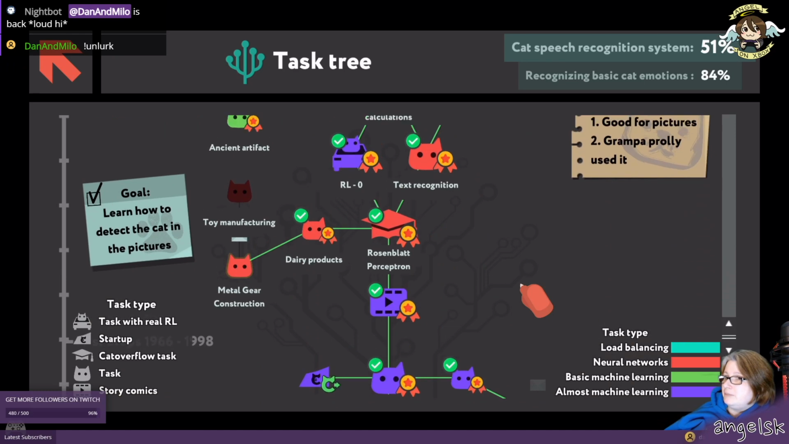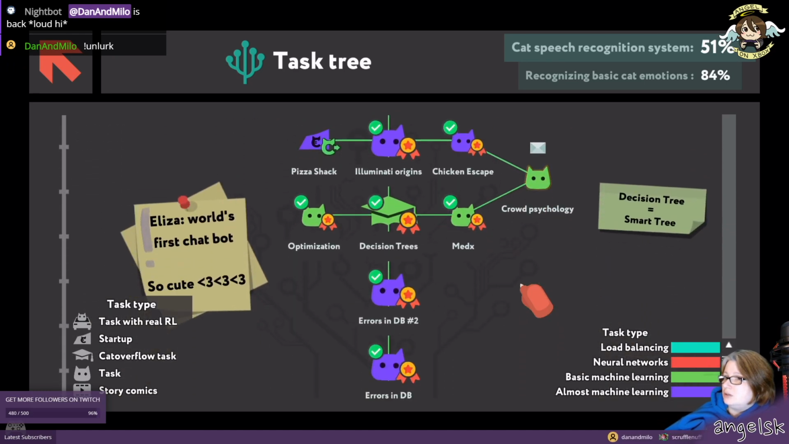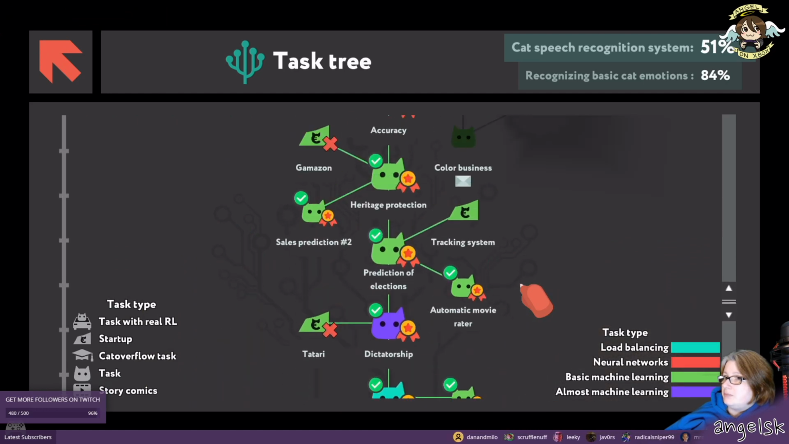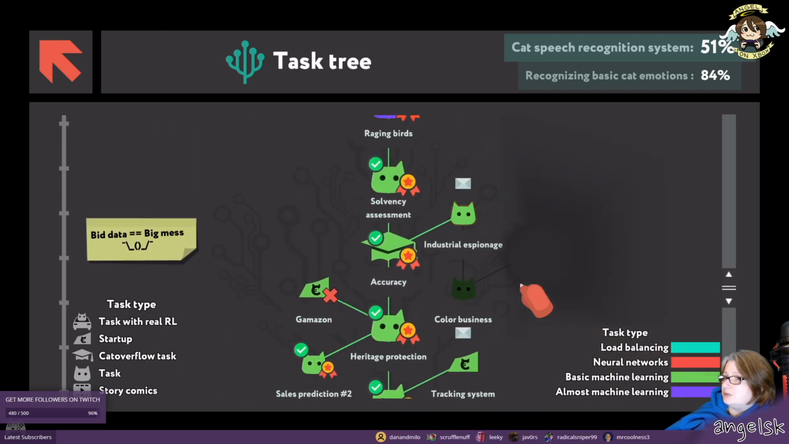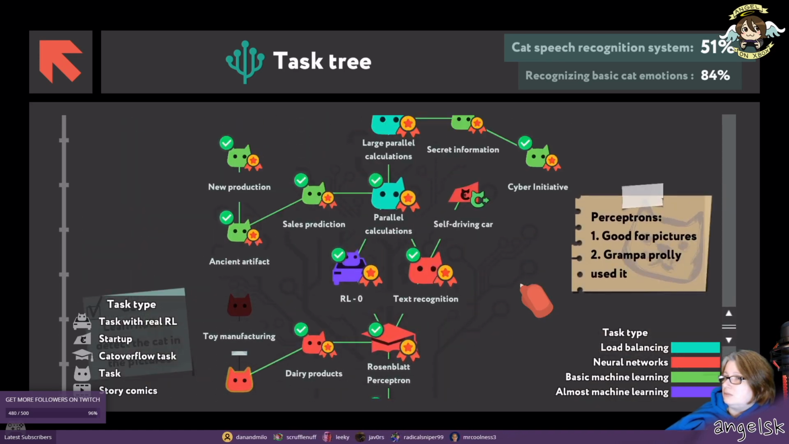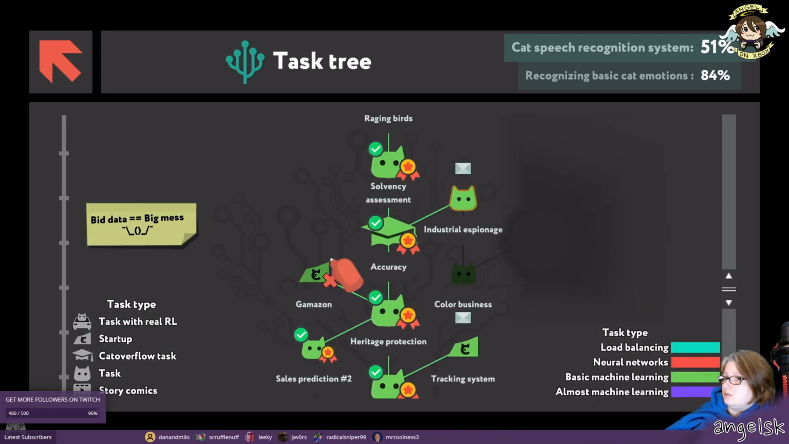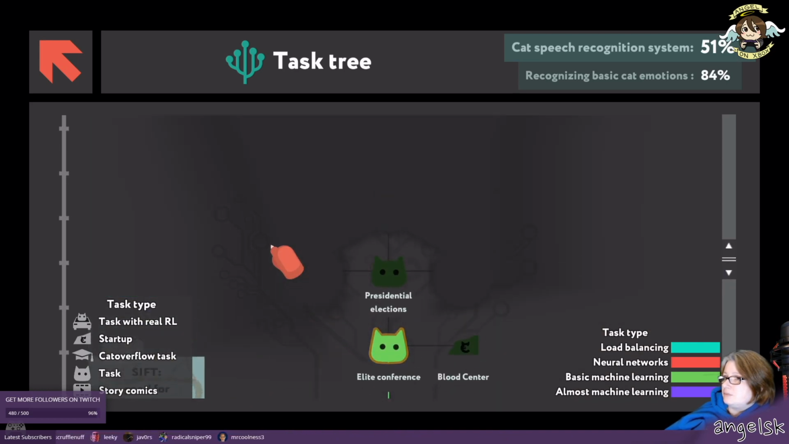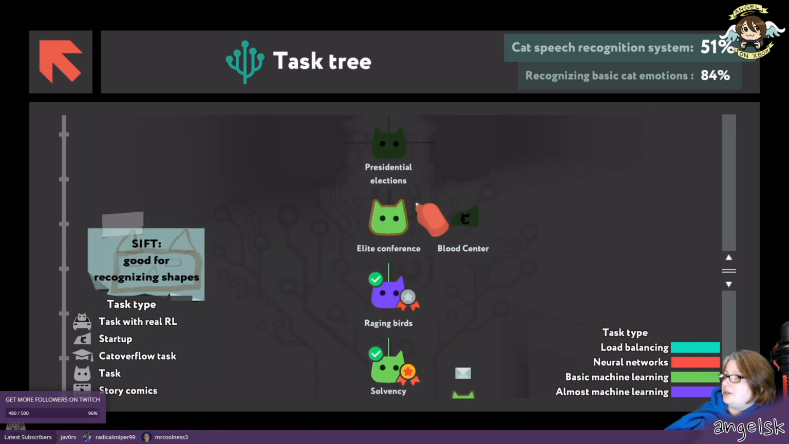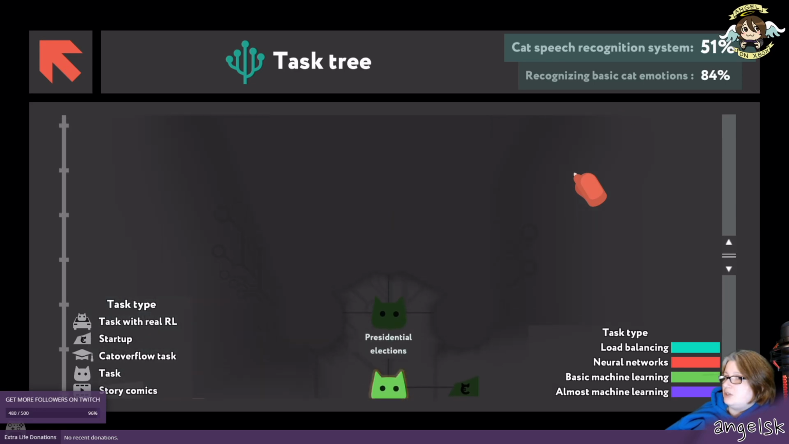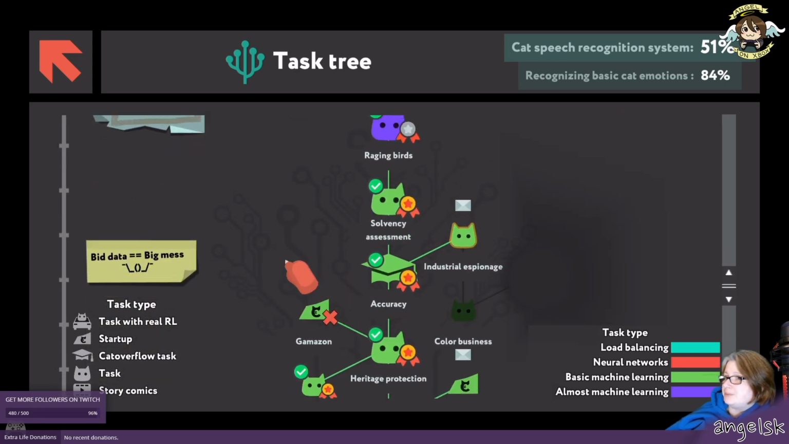We've done a really big chunk. And we got some of the other ones. We've still got places. We've failed a bunch of startups. Okay, we failed 2, mainly because we really overestimated what we needed to do for that one. So, we are 84% to recognizing basic cat emotions and 51% to the cat speech recognition. At some point, we'll hit a new epoch.